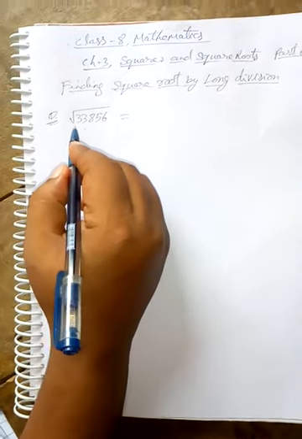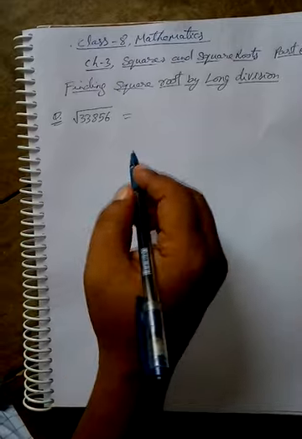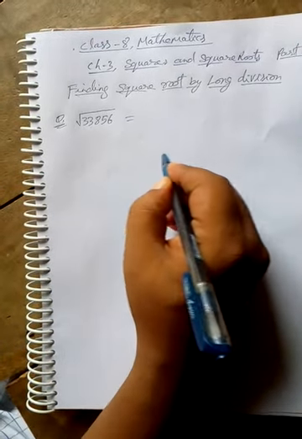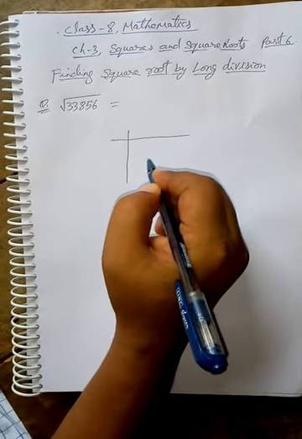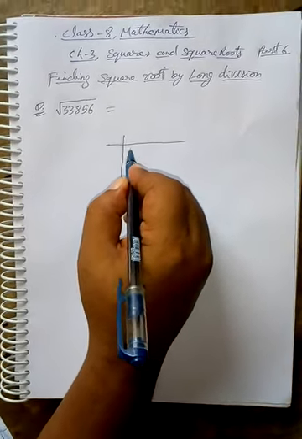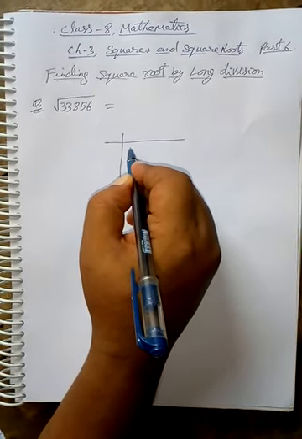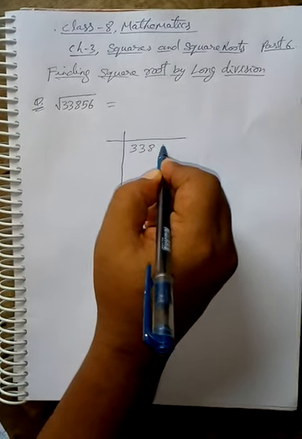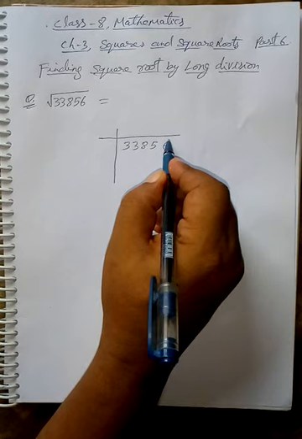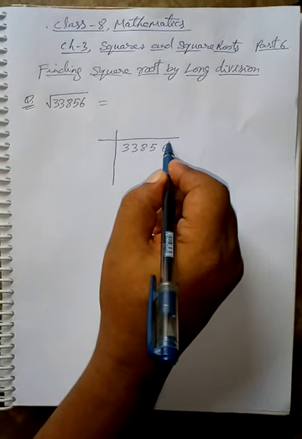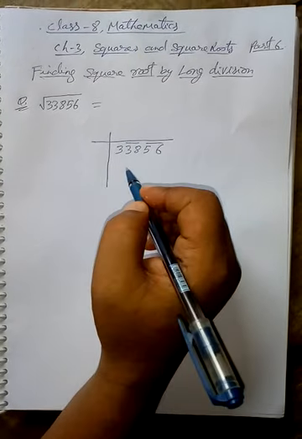Let's see. We need to find the square root of 33856 by long division method. First, you draw a format like this, T-type, T-shape format. Now write the number to find below this line here: 3, 3, 8, 5, 6. Now make the pair from the right side, that is, the unit digit. Make pairs from the unit digit, pairs of 2.